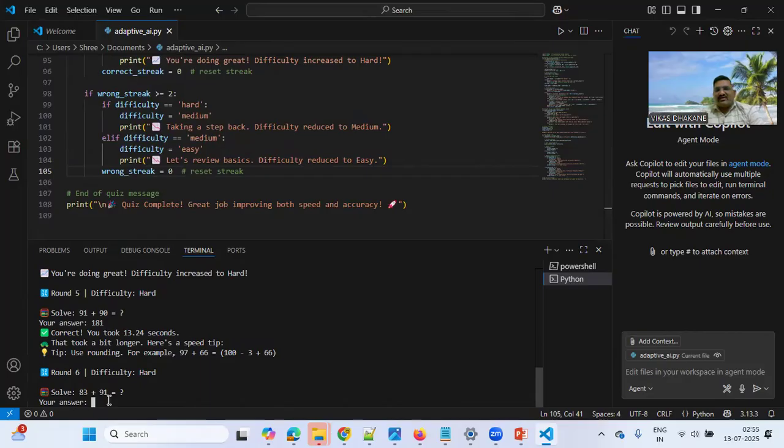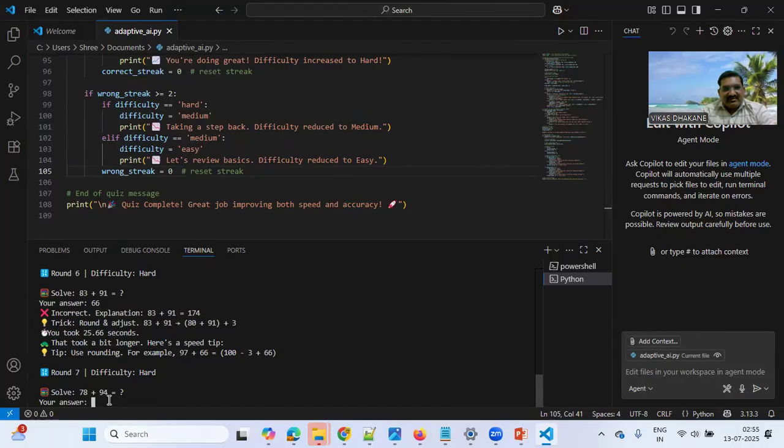Now we'll use some wrong answers. So as we have discussed, if the wrong answer is given, means what? The learner is struggling. So automatically the level of difficulty should get decreased, as we have discussed. So we'll give any random answer. First wrong answer we have given here. Here we can see, incorrect answer.